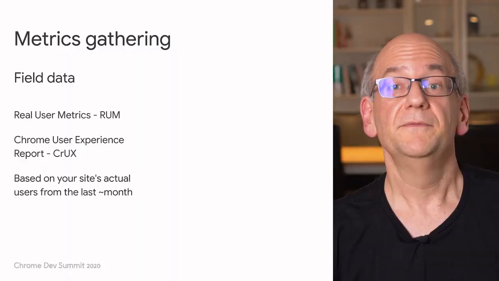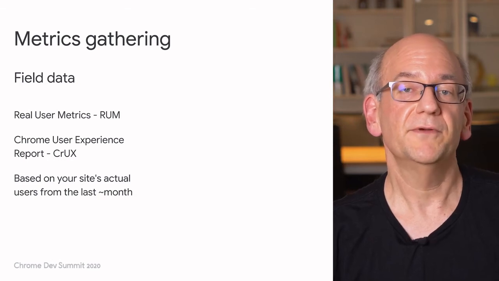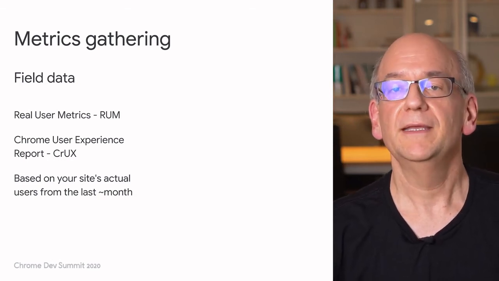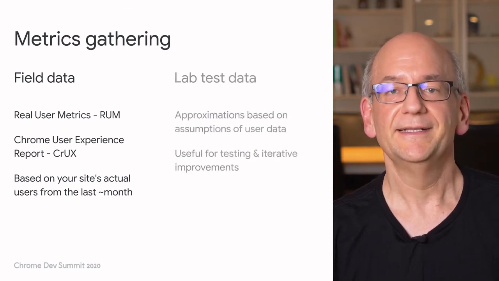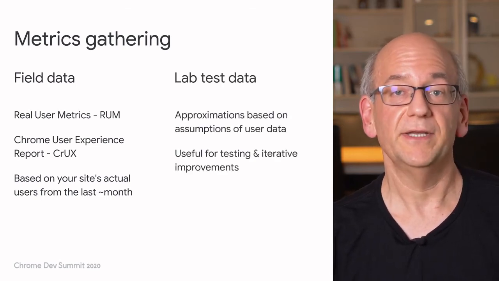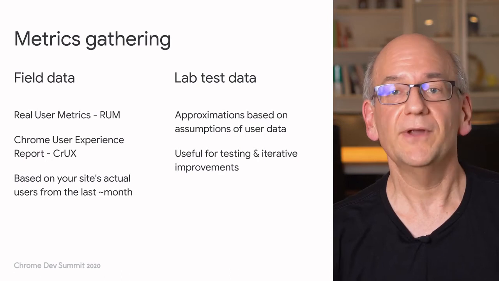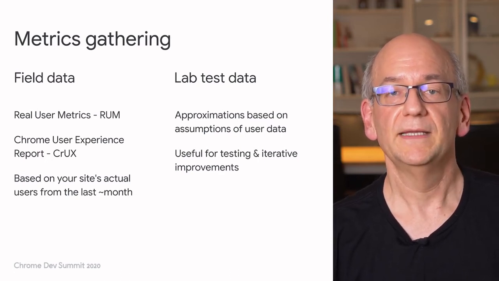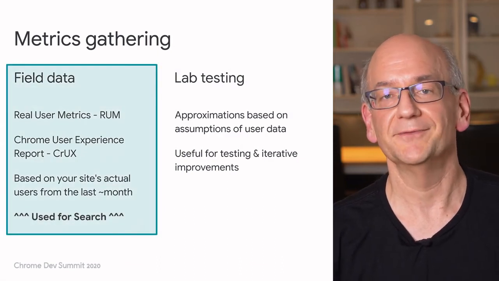When it comes to data sources, we differentiate between field data and lab test data. Field data, also called real user metrics or RUM data, is collected from users over the course of about a month and is based on what they experience when viewing your site. This is a part of the Chrome User Experience Report, in short, CRUX. Lab tests, on the other hand, are generated on demand with testing tools in your browser or on a server using settings that try to approximate what users would see. For search rankings, we use field data as this is what your site's users have experienced over time.